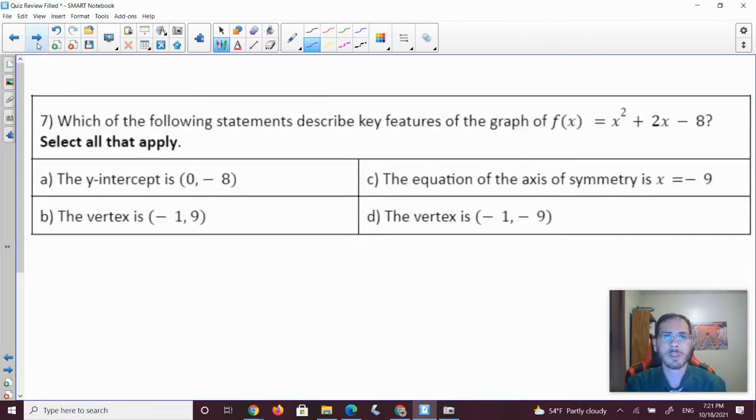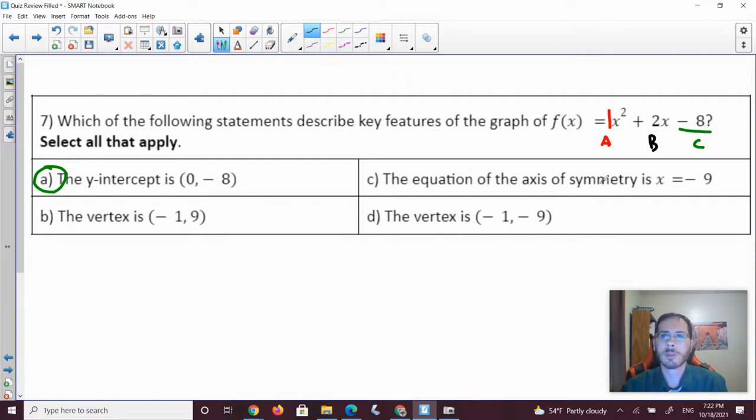For 7, which statements describe the key features of our function x squared plus 2x minus 8? Select all that apply. So again, we've got 1 for A. B is going to be 2. And then C over here is going to be negative 8. Well, the y-intercept's at C, so I know that A has to be correct because C is negative 8.